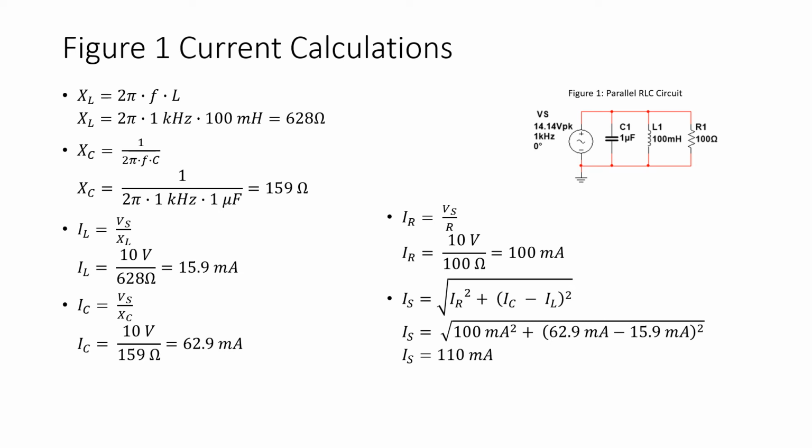Now all these values for the branch currents are RMS quantities. I have converted the 14.14 volts peak to its RMS equivalent of 10 volts. So the current supplied by the source, again, is the vector sum of IR, IC, and IL, which equals the square root of IR squared plus the difference between IC and IL squared, which for Figure 1 is 110 milliamps.